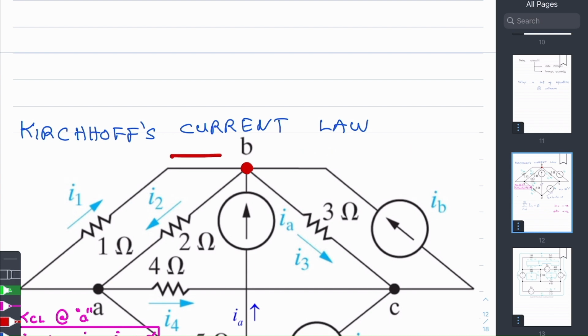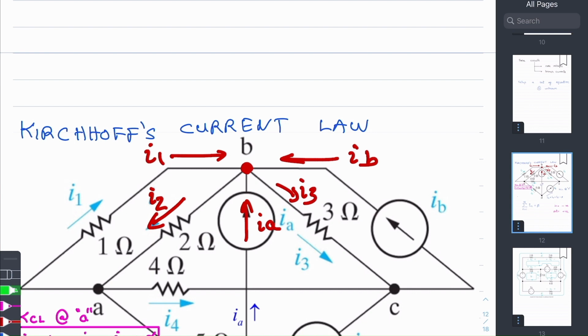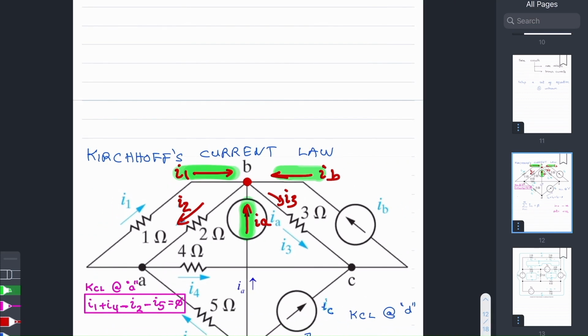At node B, there is current I1 entering. There is current IA leaving. That's I3 actually. Current I3 is leaving. Another current, IA, is entering. IB is entering. And I2 is leaving. So what I do is look at all the currents that are entering. I1 is entering, IA is entering that node, and IB is entering the node. So sum them all up.